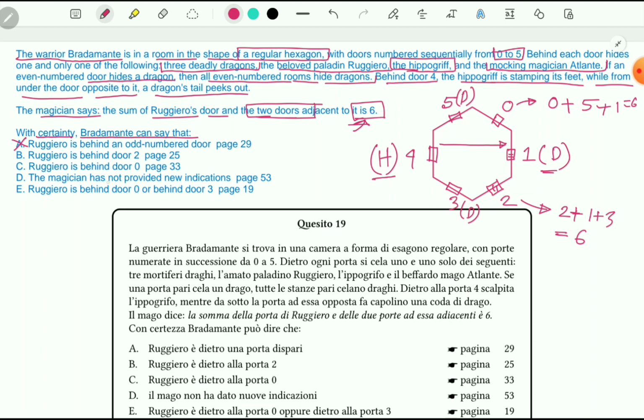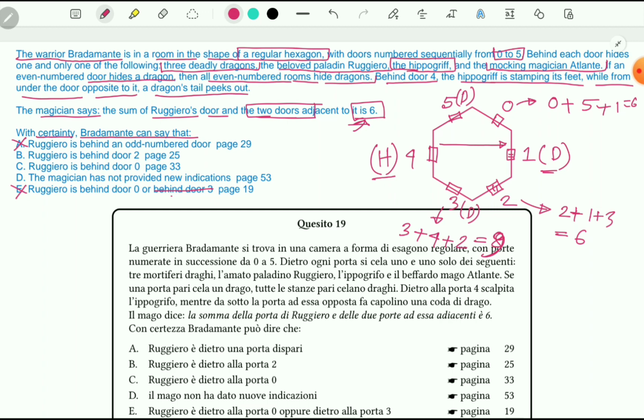The magician has not provided new indications. Ruggiero is behind door 0 or behind door 3? Behind door 3 is not possible, because if behind door 3, then the adjacent doors are 4 and 2, so the summation of these numbers is not 6, it becomes 9. Therefore this is not correct. That means the whole statement is not correct.